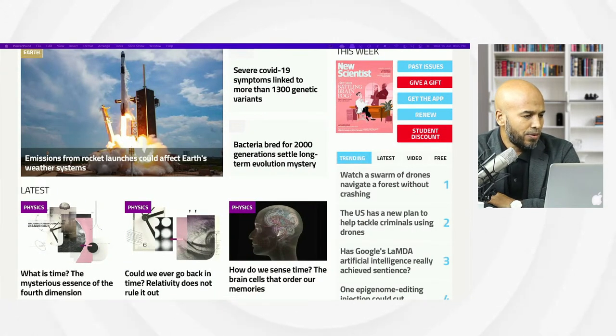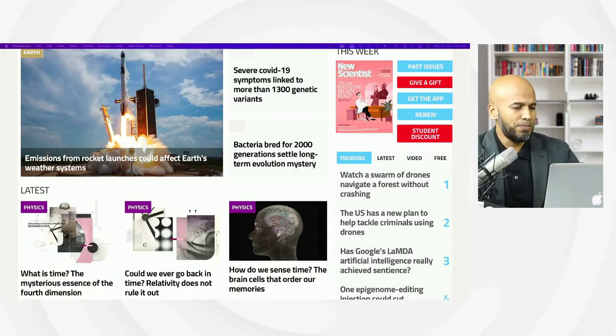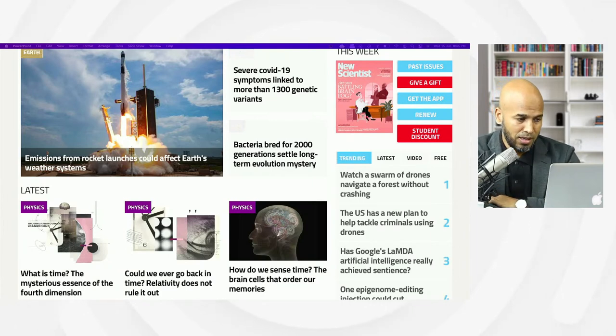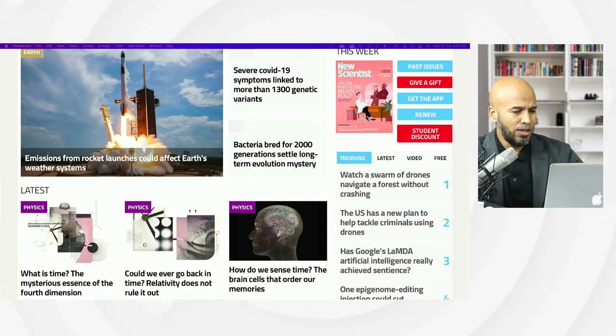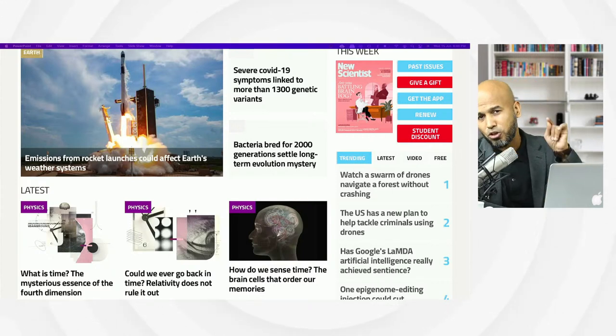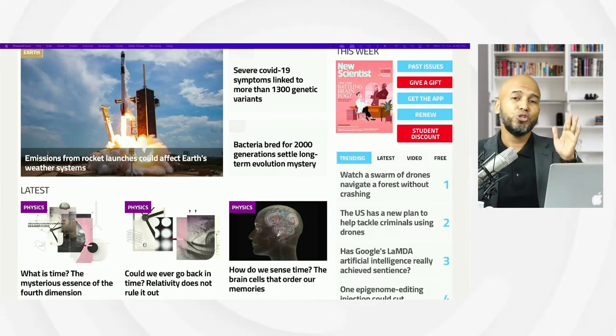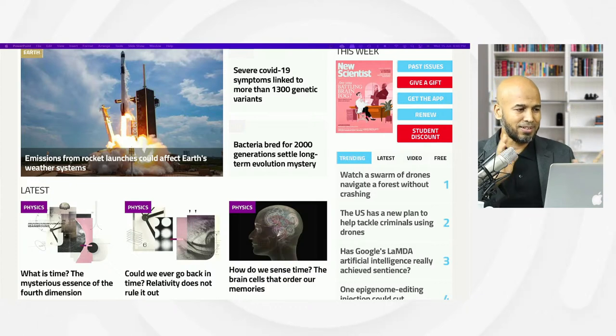Here, as you can see, this is just a homepage of New Scientist. If you search newscientist.com, you get this page. So you see there are phrases and sentences. The first one is severe COVID-19 symptoms linked to more than 1300 genetic variants. So this is the heading. And the second one is bacteria bred from 2000 generations settle long-term evolution mystery. So this is the heading. So these are all the headings that we can see. As soon as you click on them, you get the text, the passage, the article. Okay, so these are the headings. We need to know the headings.